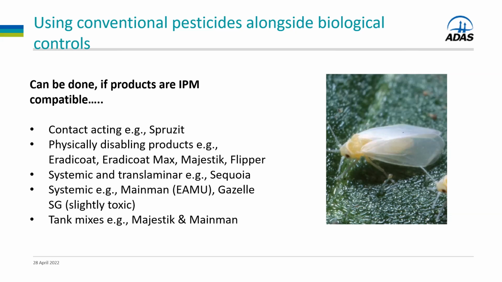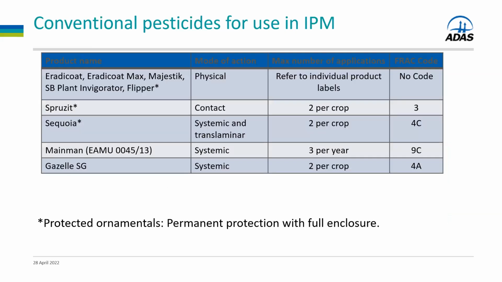Okay, next slide, please. And these are the main conventional pesticides for use in IPM. Sorry, I made a mistake there on the slide. It should be IRAC codes, not FRAC codes on the right, but they are the IRAC codes. It's just the wrong title at the top of the screen, so apologies for that.